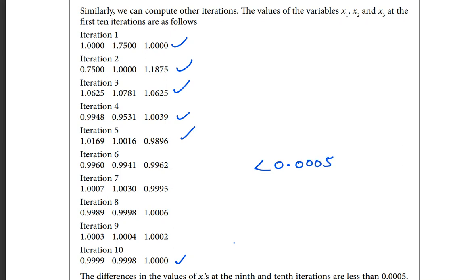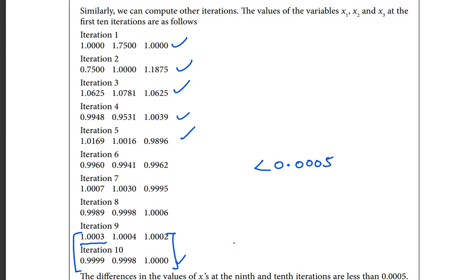0.005. Okay, so let's look at what we have here. Let's check and see if it is actually true. Let's look at these last two iterations. So what I'll do is that I will subtract 1.0003 from 0.9999, and see if it is less than 0.005.